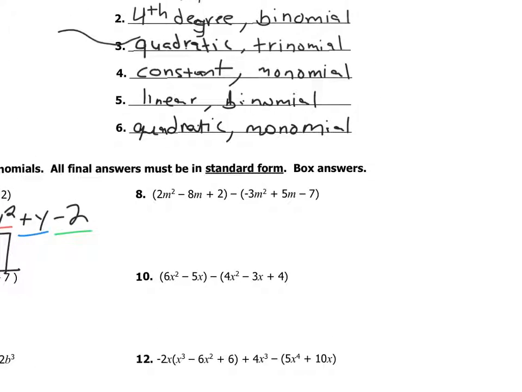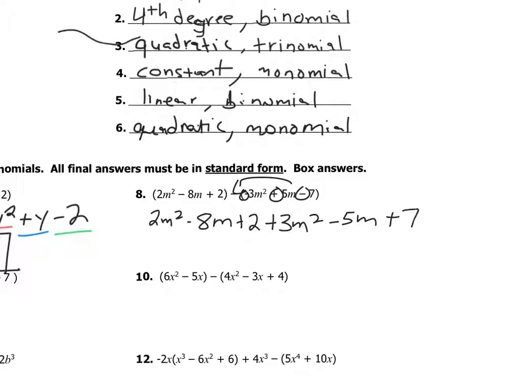This is subtraction, so remember, when you're subtracting, you have to distribute that negative sign or change all of the terms on the second polynomial, the polynomial that we are subtracting with, to their opposites. So this would be 2m squared minus 8m plus 2. Then that'll be plus, because this was a negative 3m squared, plus 3m squared minus 5m. Remember, we're changing all these to opposites because we're subtracting. And then that would be plus 7.